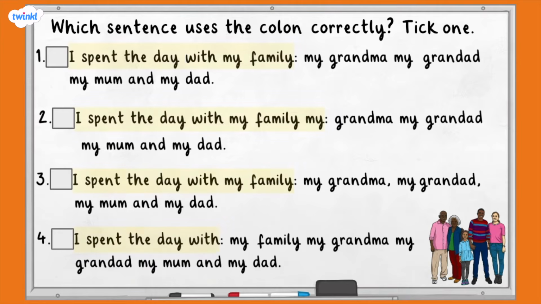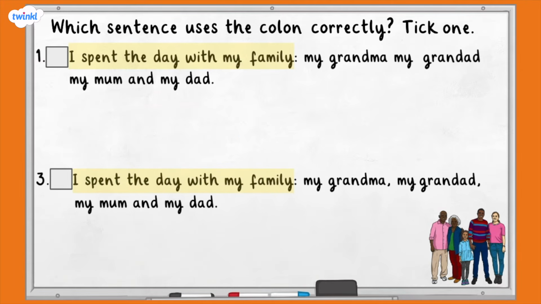We know that the colon must come after a main clause, one that makes sense on its own. We can see that sentences 2 and 4 do not make sense on their own up to the colon, so we know that these are incorrect. Now let's look at the differences between sentence 1 and sentence 3. They have both used a colon in the correct place to introduce the family members. However, only one of them has remembered to use commas correctly after the colon. The correct answer was sentence 3.